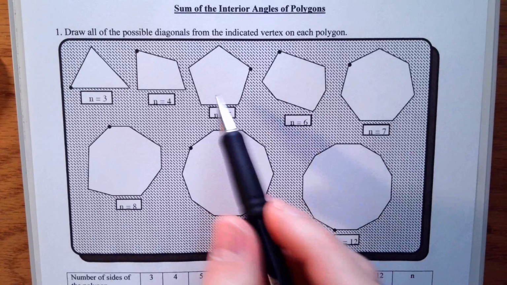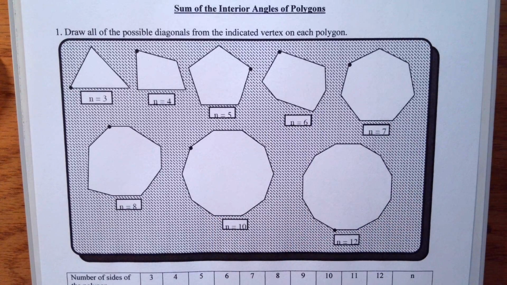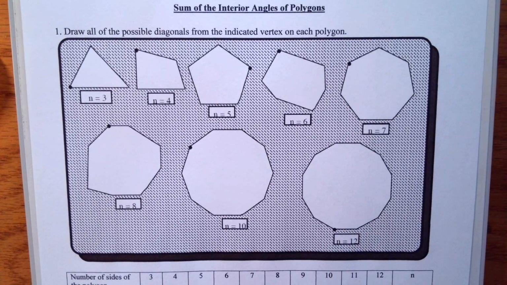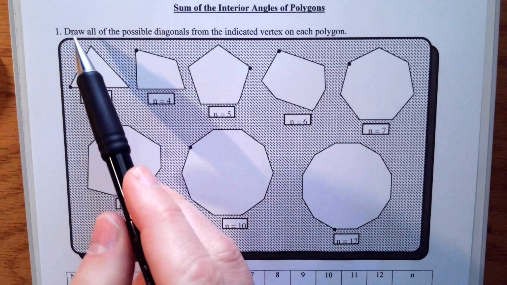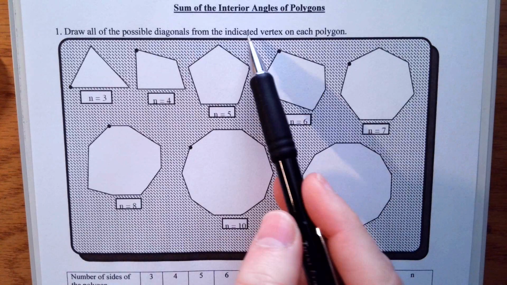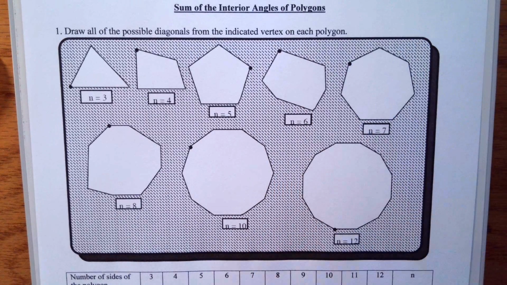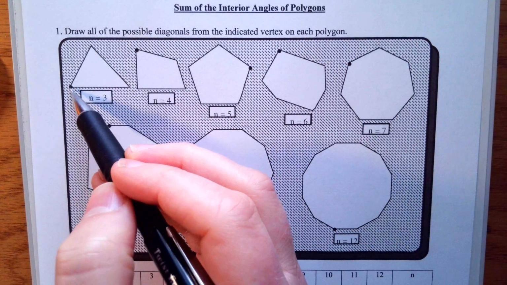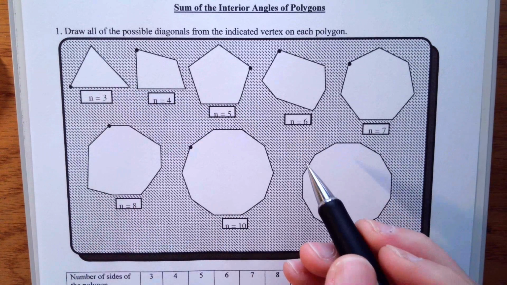But what about a pentagon, hexagon, and so on and so forth? What would the sum of the angles be? So here's what we're going to do to help us see this. We're going to draw all the possible diagonals from the indicated vertex on each polygon. Well, in the triangle, there are no other diagonals to draw.